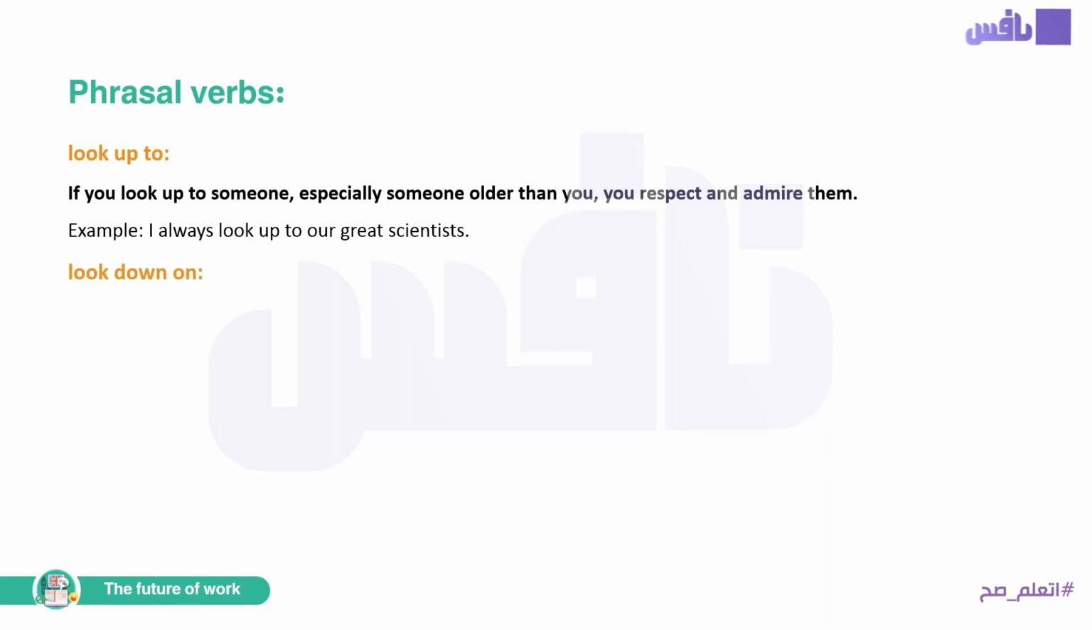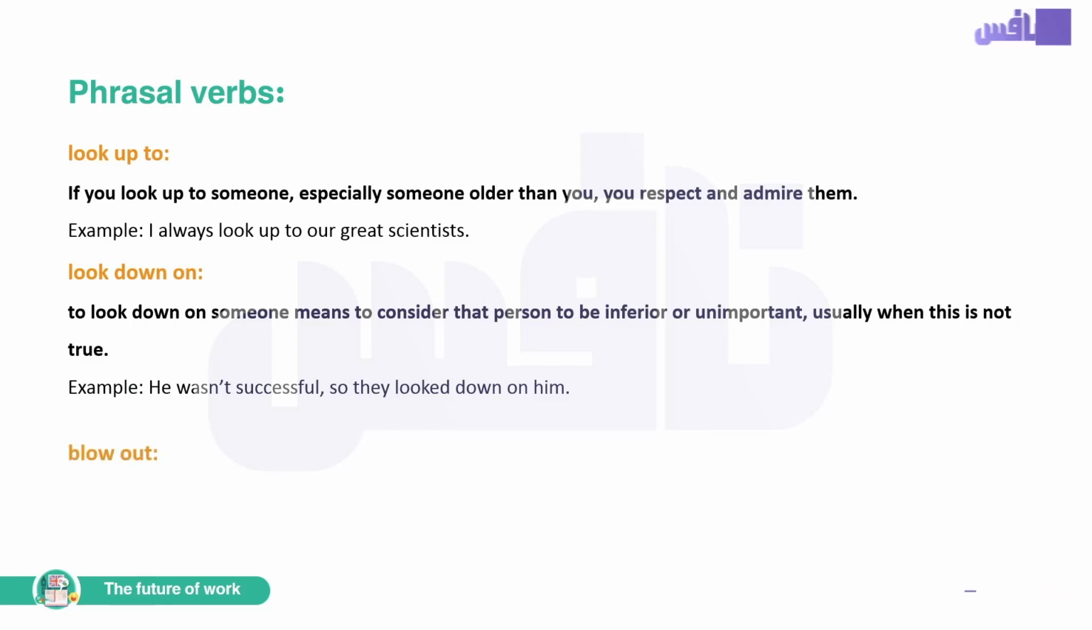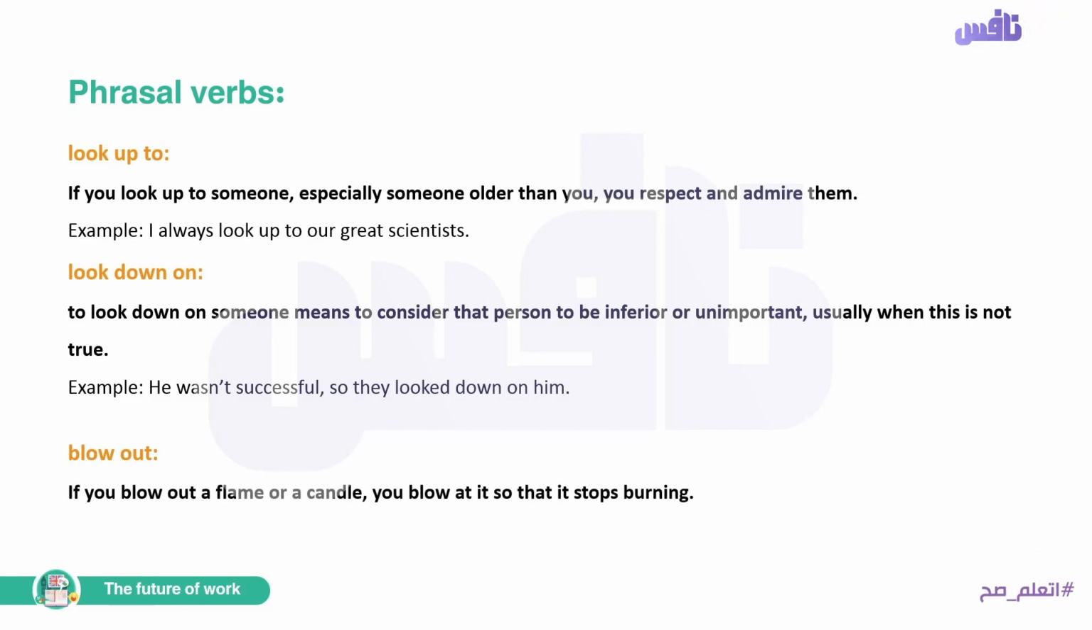طيب معانا كمان look down on. طبعا look down on تقريبا the opposite of look up to. يقول لنا في الديفينيشن to look down on someone means to consider that person to be inferior or unimportant, usually when this is not true. معناها يحتقر أو يحقر من شأن شخص أو ينظر بدونية نحو شخص. في الإكزامبل بيقول لنا he wasn't successful so they looked down on him. كانوا بيحتقروه.